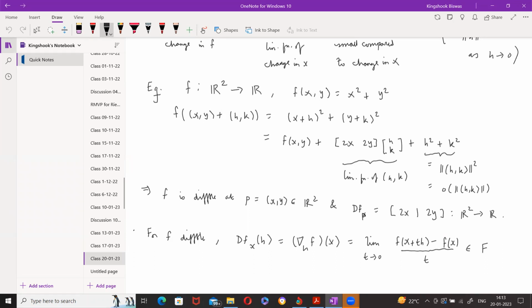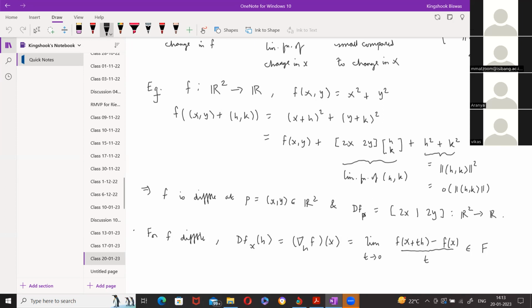So this also gives you the uniqueness of the derivative. In the definition of derivative, the linear map which you get, so that the error term is small compared to h, is unique, because any such linear map acting on a vector h is given by this directional derivative of f in the direction of h, which doesn't depend on the linear map. So that gives you the uniqueness of the derivative.